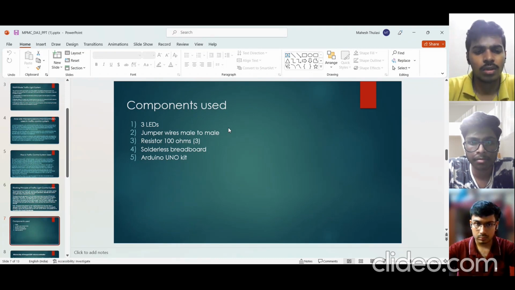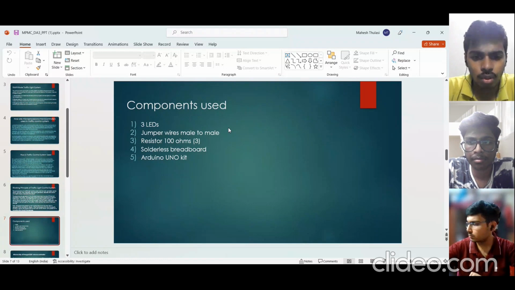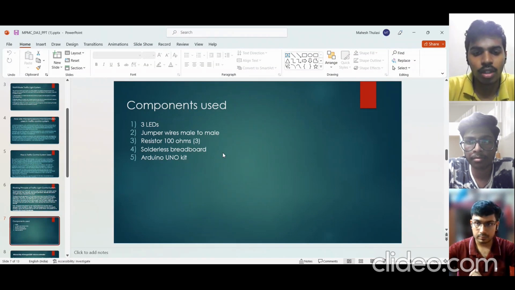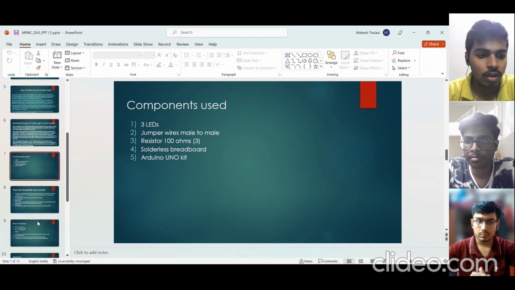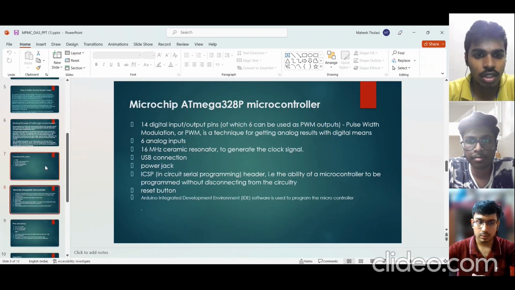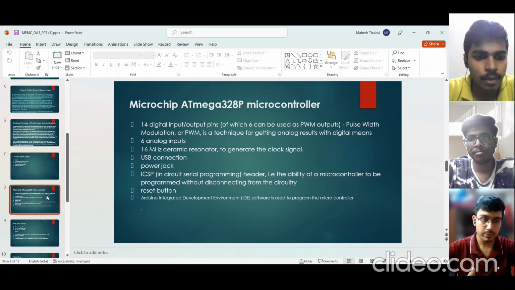We use the type specifically solderless breadboard and Arduino Uno kit. We use the Arduino Uno kit for completion of this project, and we also have to download the Arduino IDE software on the laptop so that we can integrate both Arduino and our laptop to run the project successfully. And now my friend Spandan Mukherjee will proceed with how we did this project. Spandan. Sure, thank you.